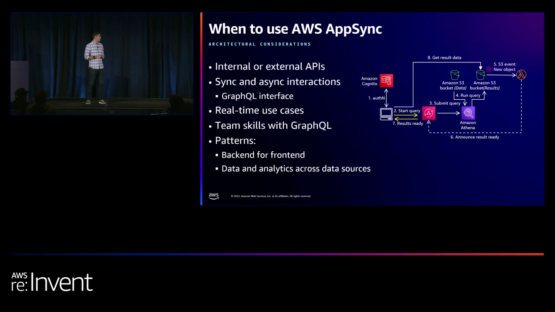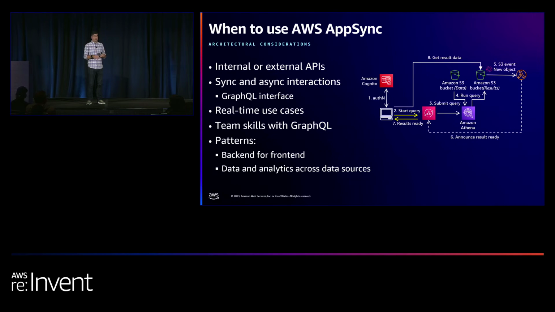We talked about some real-time use cases. Again, team skills are important, as Arthi talked about earlier. It may add some complexity, but it often comes with a lot of benefit as well. So a couple of common patterns: backend for frontend, and then this is kind of a data analytics case that's shown on the screen right now.